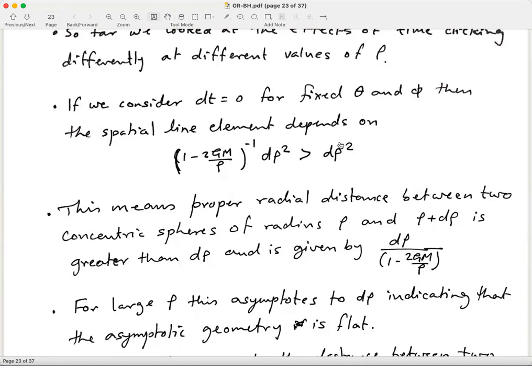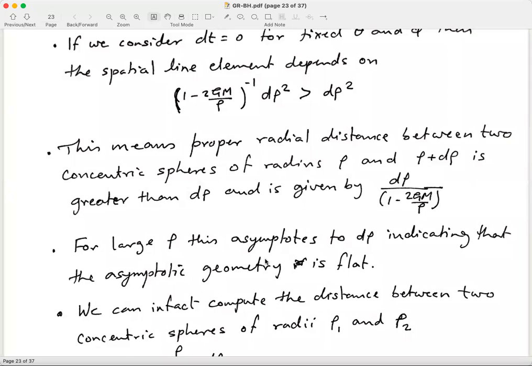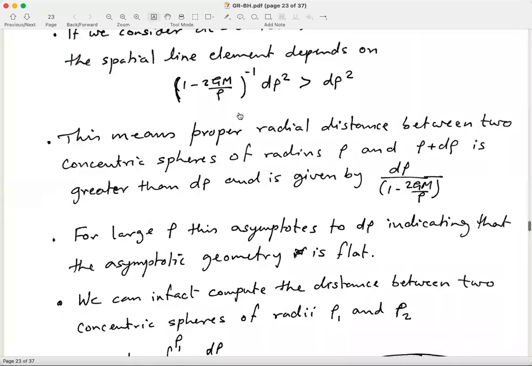Okay. So therefore, if you take two concentric spheres, one with radius rho and another with radius rho plus d rho, you would have thought that the difference between these two is just d rho. But that's not true. Because of this factor, the actual radial distance between them is d rho upon 1 minus 2gm by rho. Okay. So it's kind of hard to draw this in a plane, simply because if d rho squared had no factor sitting in front of it, then you would have just drawn them to be concentric circles or concentric spheres. But because this factor is sitting around, you cannot even draw them as concentric spheres. Okay.